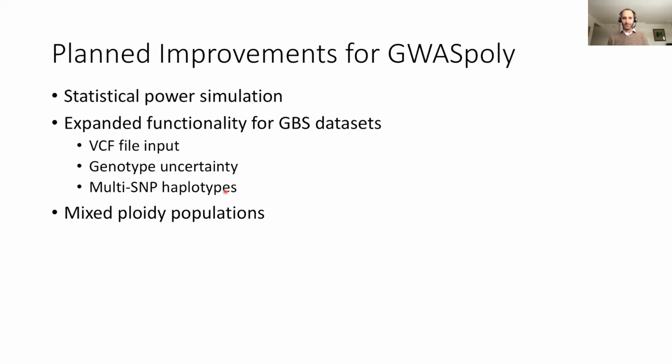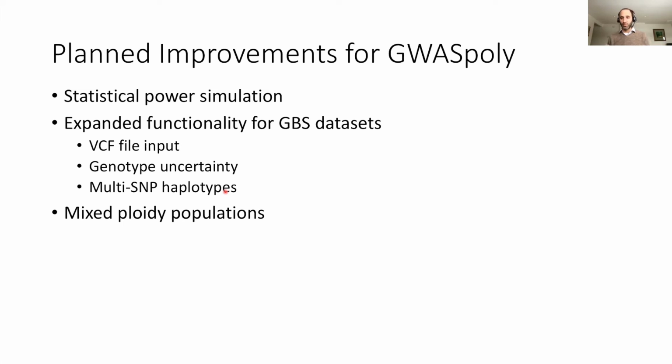polyploid. And lastly, we want to potentially allow for multi-SNP haplotypes, multi-allelic markers, and the Polyrad software already has the ability to export VCFs with that kind of information. So we're looking to use some of those example case studies to try and build out this functionality for the software.